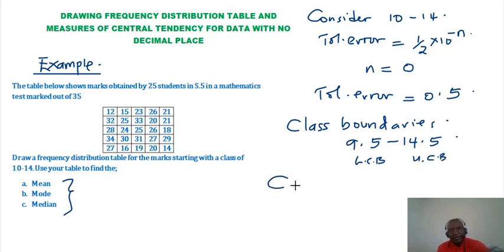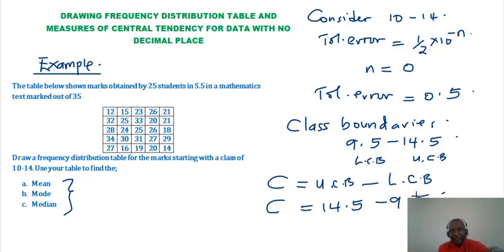Then the class width, capital C, which is the same as the class size, which is the same as the class interval, we denote it with capital C. This is equal to the upper class boundary minus the lower class boundary. So the upper class boundary, this is 14.5 minus 9.5. C is going to be equal to 5.